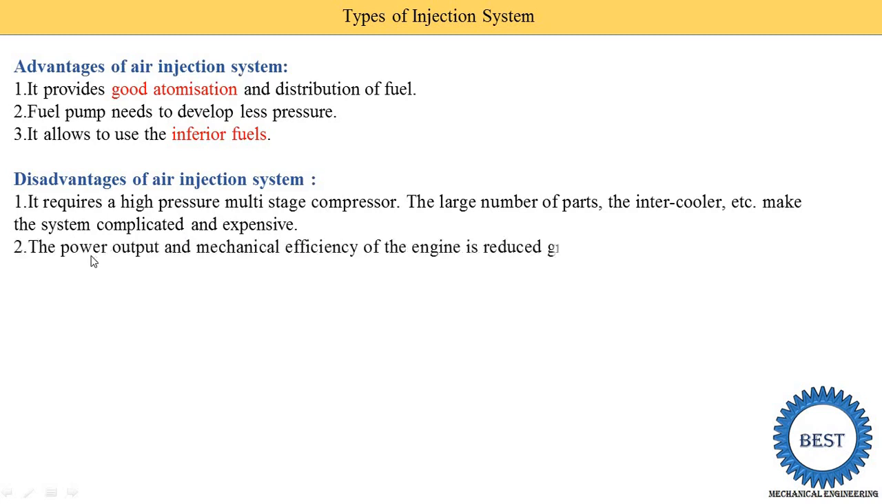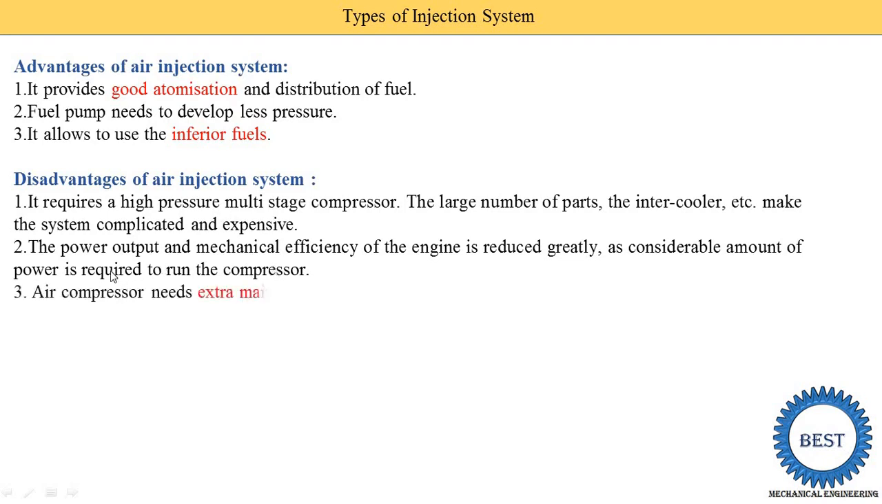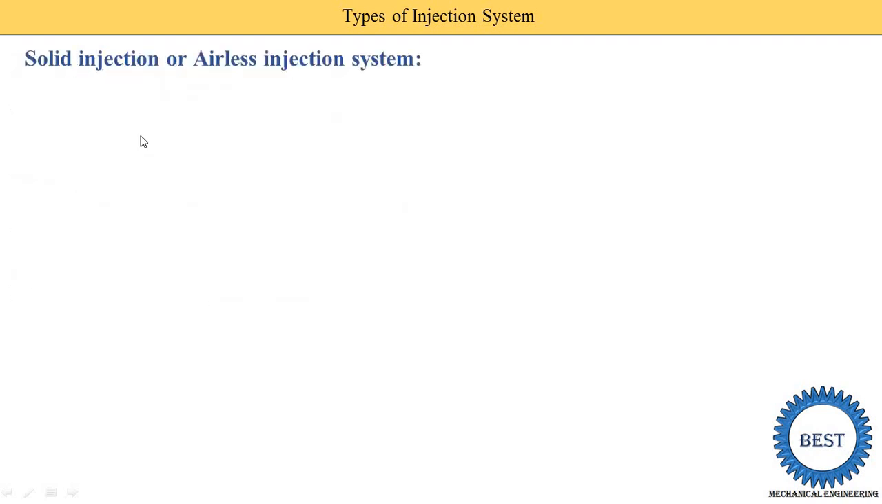The power output and mechanical efficiency of the engine is reduced gradually, as a considerable amount of power is required to run the compression. So we know that we use multi-stage compressors, so we need to supply some power to the multi-stage compressor from the engine. So the efficiency of the engine is reduced. The air compressor needs extra maintenance, so the maintenance cost is increased.